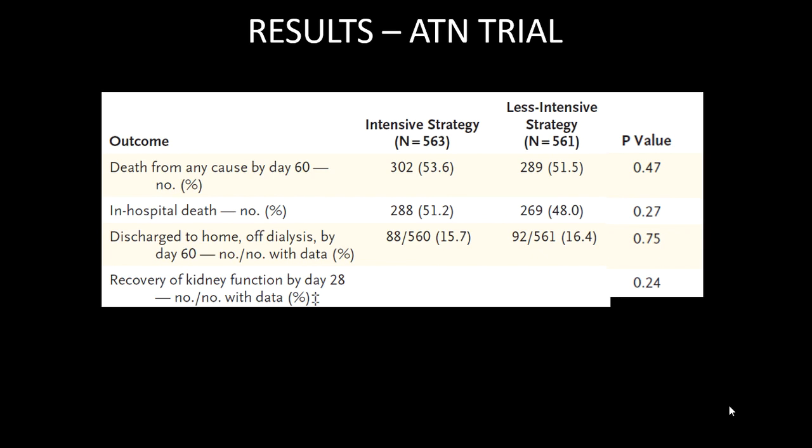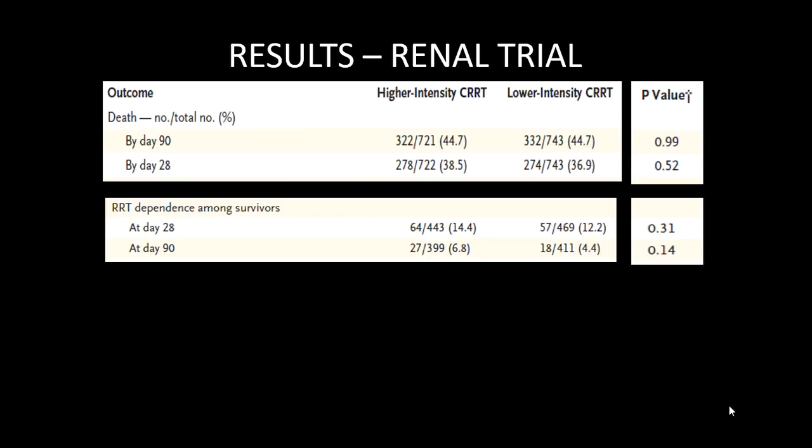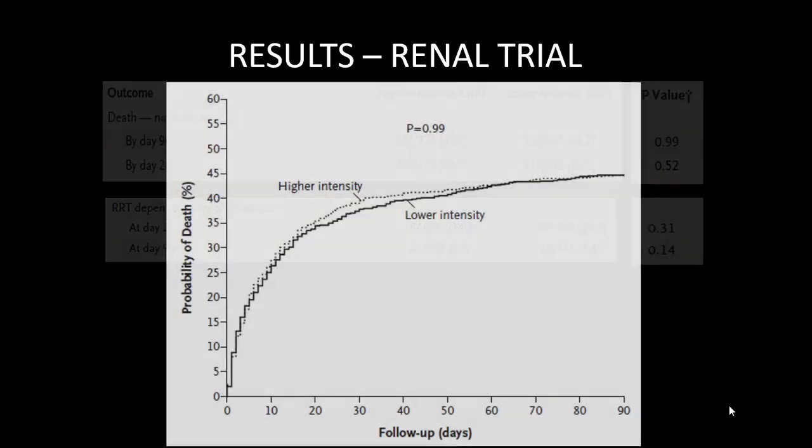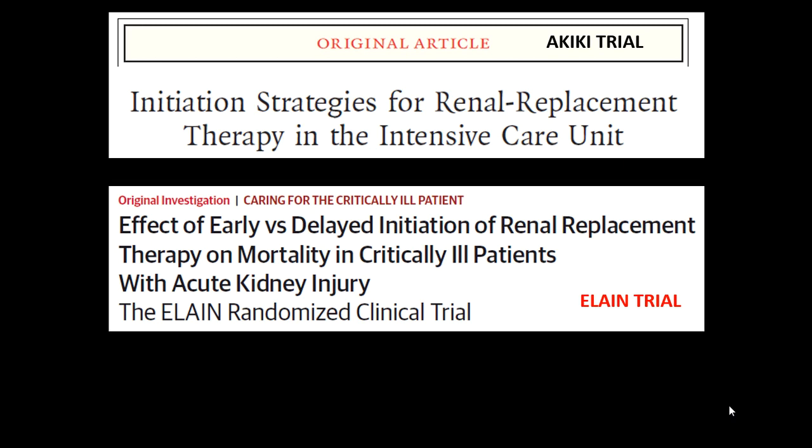What they found was that death from any cause, in-hospital death, discharge, and recovery of kidney function did not make any difference whether you followed a higher or a slower protocol in ATN, which was statistically non-significant. In RENAL, similar findings were there: no difference in death or renal recovery in any of the patients. So it did not matter whether this was a high-intensity group or a low-intensity group. Even if you are doing SLED thrice weekly, that should also be enough in terms of renal recovery or mortality. Then, when should you initiate these therapies?